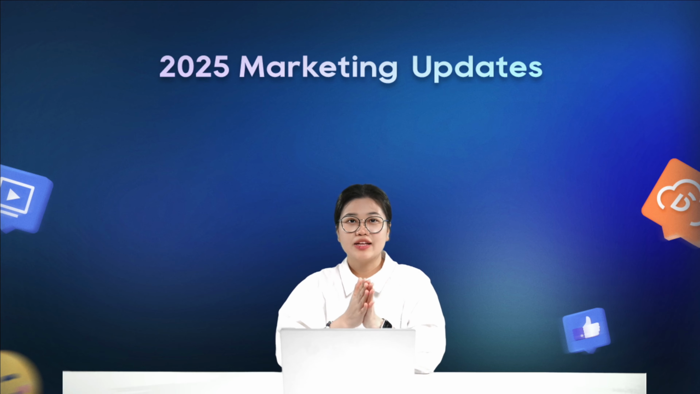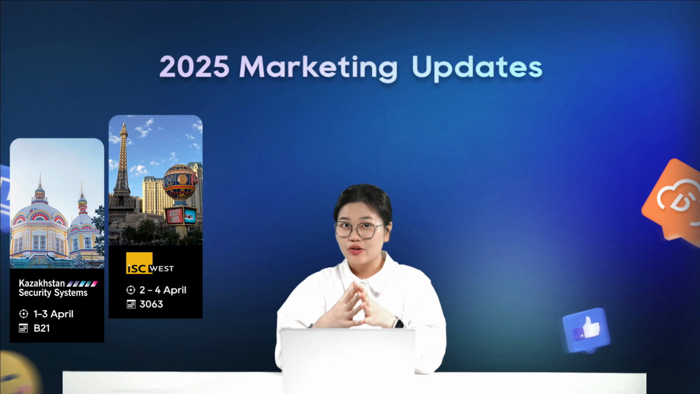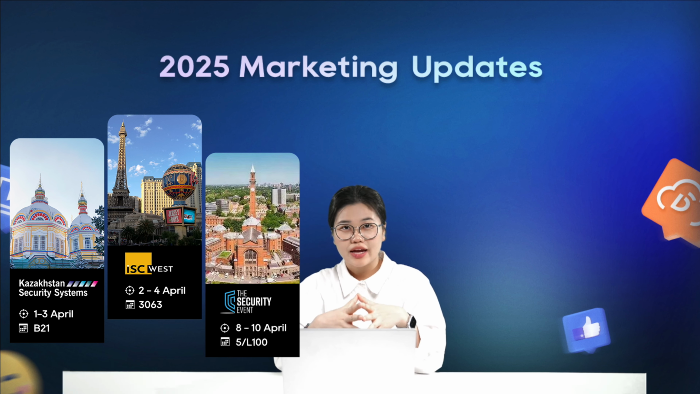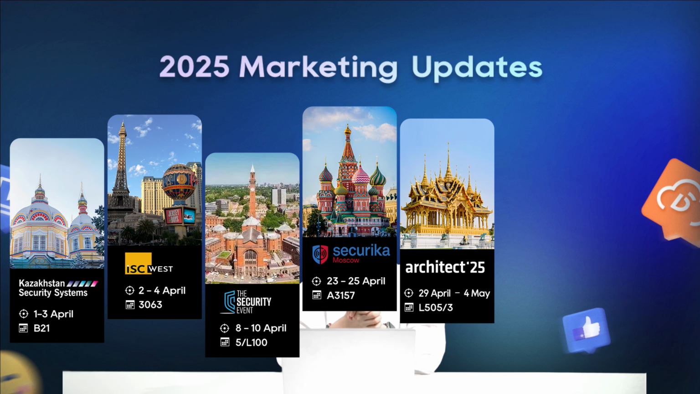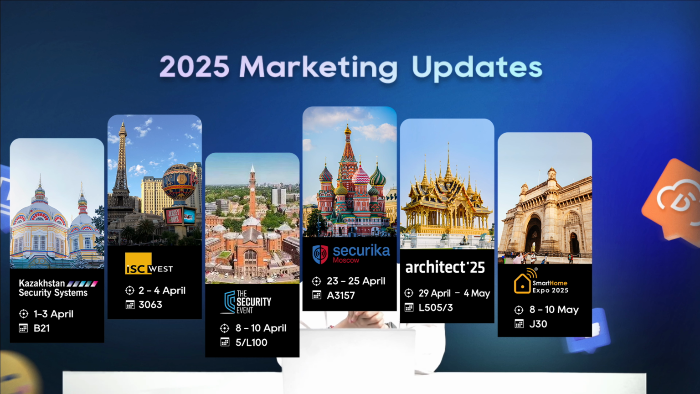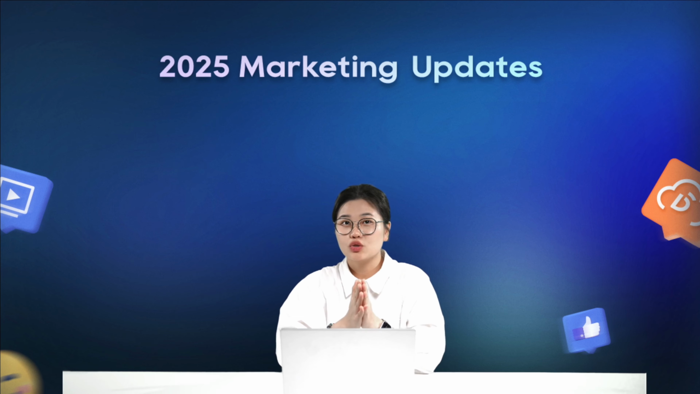Some of the upcoming events in April are Kazakhstan Security Systems, ISC West in the US, the security event in the UK, the Securika Moscow 2025 in Russia. Then in May, we'll be at Architect 25 in Thailand and Smart Home Expo 2025 in India. And in June, you'll catch us at Apartmentalize 2025 in the US. We'd love for you to swing by our booth, check out our latest products, and chat with us about what's trending in the market. We can't wait to see you there.